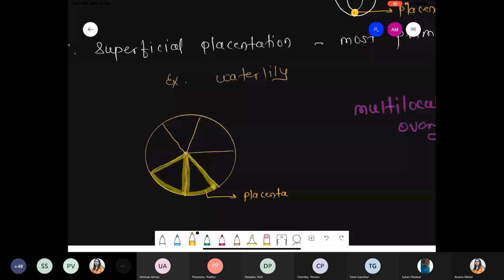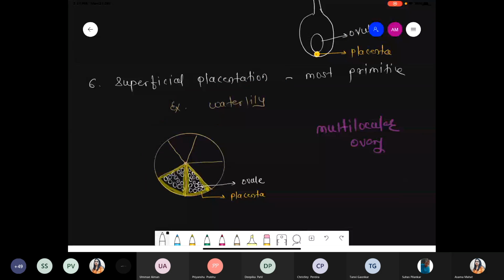And you know very well, on the placenta there is an arrangement of ovules. So the ovules are present in a group like this. Each and every compartment is represented like this. Basically, these are the ovules. Placenta is present, and on the placenta, multiple ovules get arranged. So this is superficial placentation, and it is the most primitive, where multilocular chambers are present. Simple, straight one. Clear?